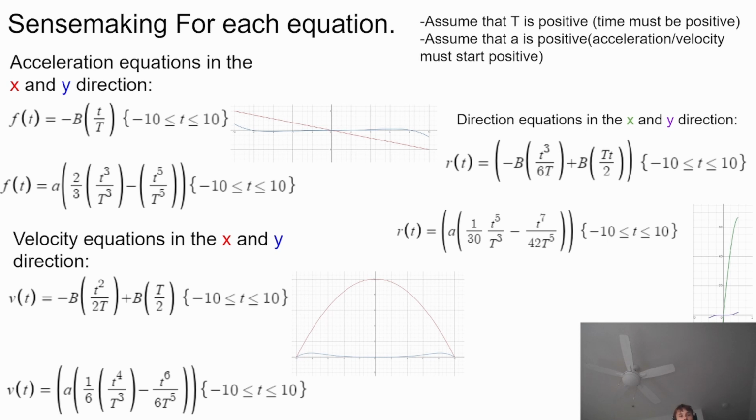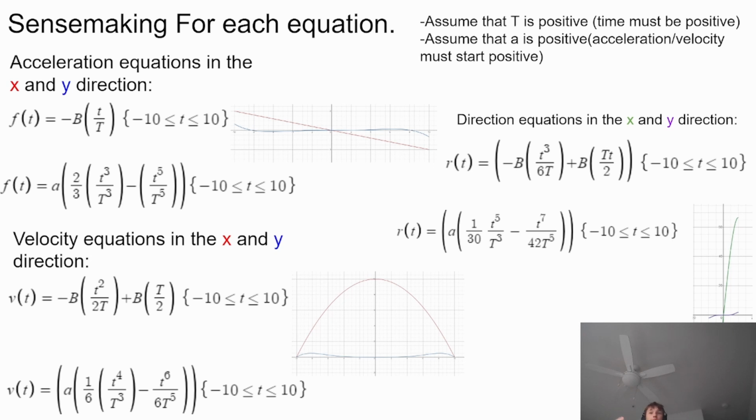Now, this is also true for velocity. As we increase b, we're going to get a bigger velocity. As we decrease, smaller velocity. And then we're also dividing by 2T in this x direction, right? So as we increase T, we're going to get a smaller velocity. And as we decrease T, we're going to get a bigger velocity. This is also true for the y direction, right? For the same exact reasons.